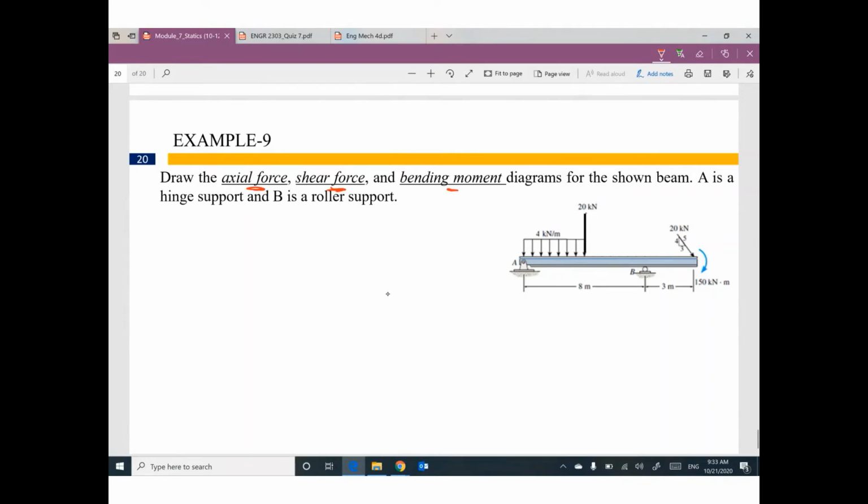I think we have two reactions here, YA and XA. Guys, do you think XA will be like this, or like this? You can assume what you want. If you get a final answer positive, you assumed the correct direction. If you get a negative final answer, your direction is wrong.